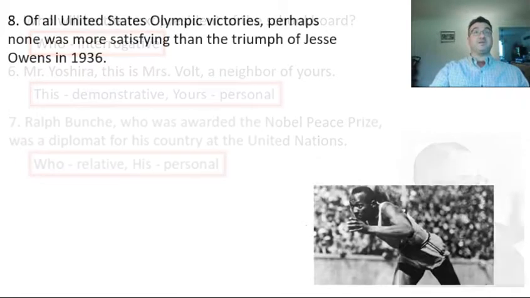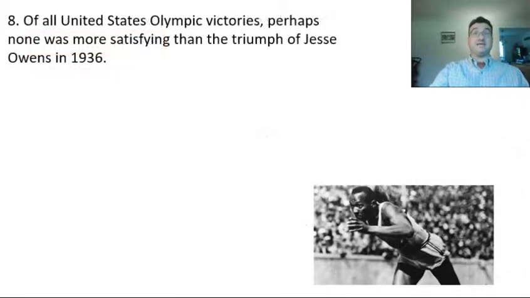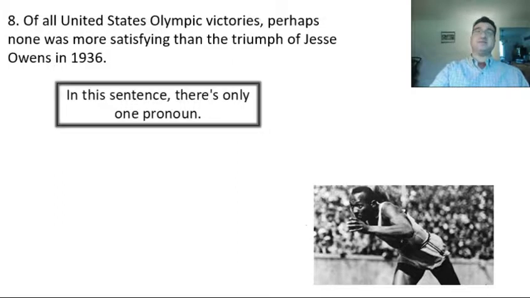What do we have next? Of all United States Olympic victories, perhaps none was more satisfying than the triumph of Jesse Owens in 1936. In this sentence, there's only one pronoun. Take a minute and see it. There's Jesse Owens down there.